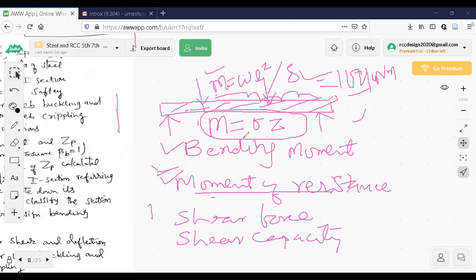Now it means the moment of resistance of a beam depends upon its bending stress and the cross-sectional property, which is section modulus. Whether it is steel or RCC, the theory remains the same. Try to understand. It means I should calculate M is equal to sigma Z. Z is section modulus. It is a geometrical property. Stress is related to the type of material. This value will be higher for steel, lower for timber, in between for concrete.